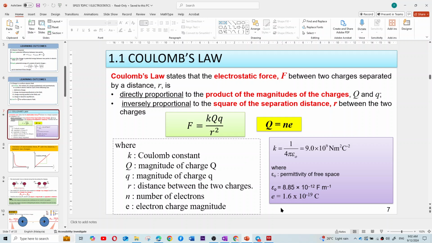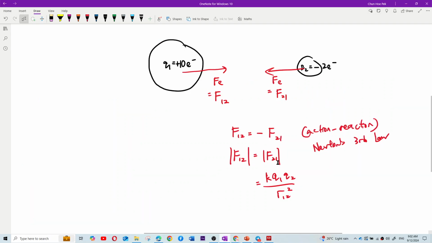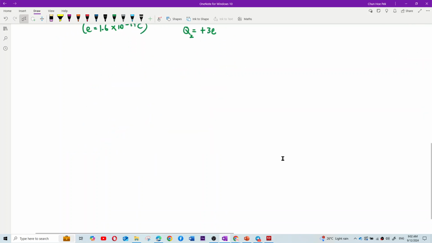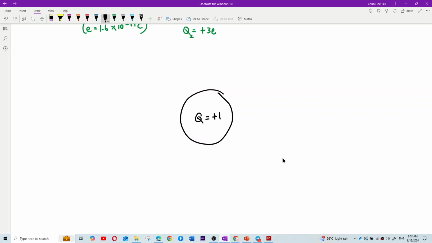So the charge is actually in units of Coulomb. Q is in Coulomb actually. But this Coulomb is made of multiples of electron. There are so many explanations. So let me tell you something. Let's say I have a charge. Let's say this is positive 1 Coulomb. You understand what it means by positive 1 Coulomb?